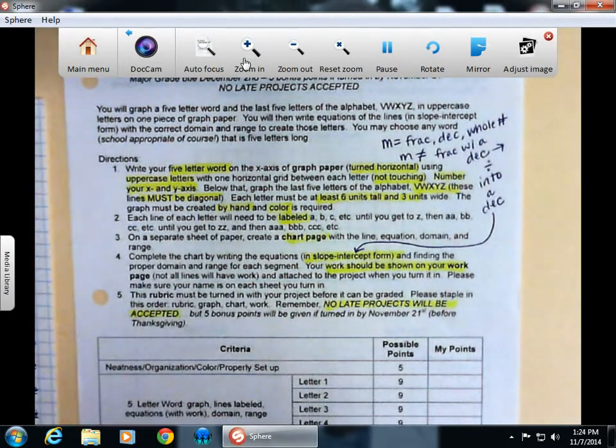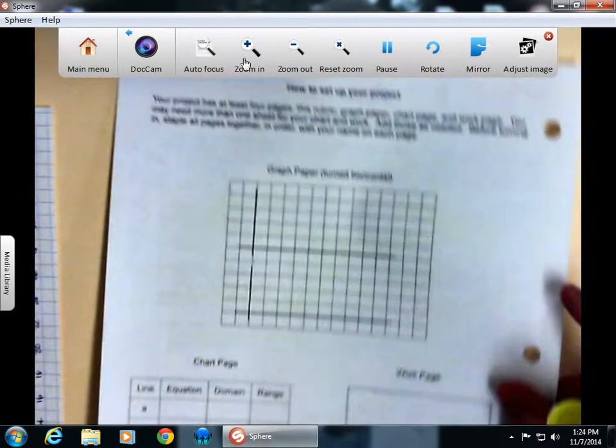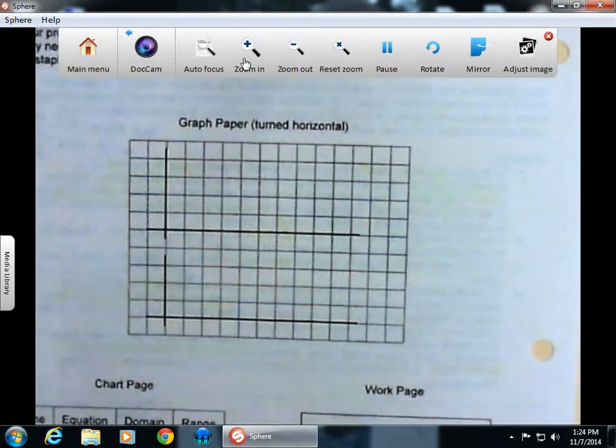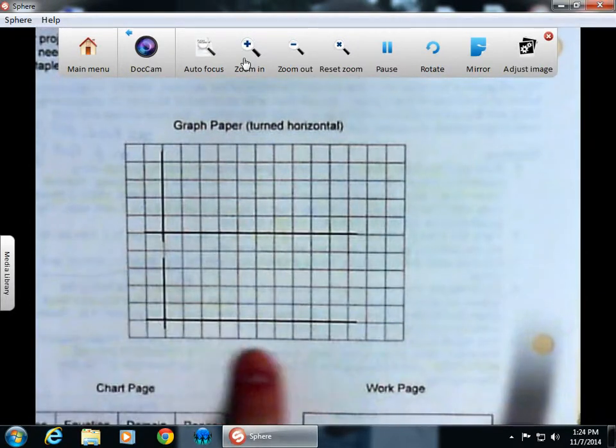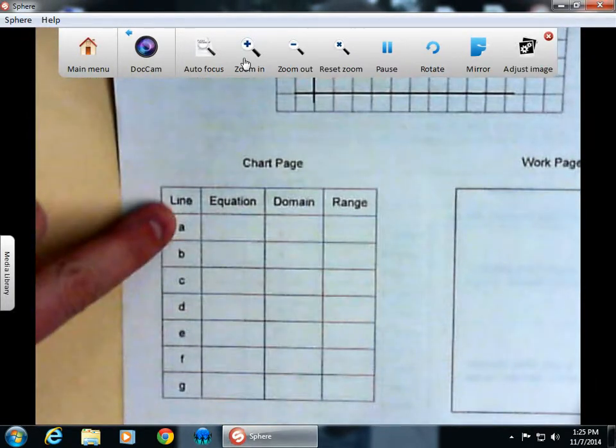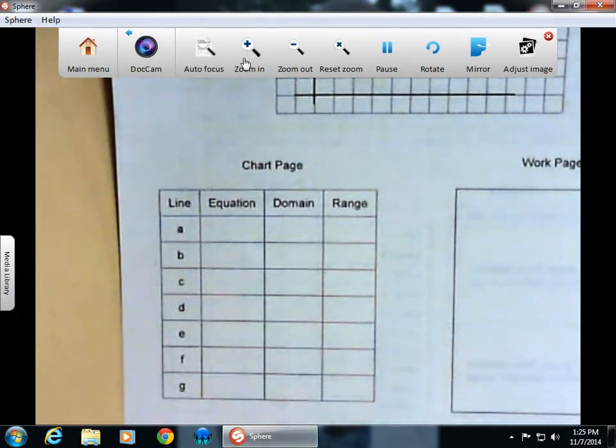So if you'll flip your paper over, this is how you're going to set your project up. So this is what your graph paper is going to look like. You're going to have 2 sets of graphs on here. Graph your word, graph your word. Then you're going to set up a chart page. You're going to label line A, B, C, D, E. That way I can go look at it and check it.